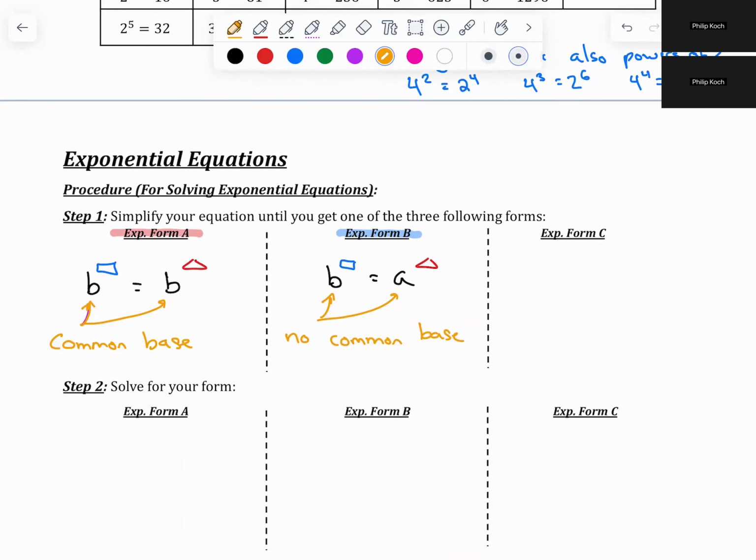And the last format would be something along the lines of b to the something equals a number. I'll call this form C.